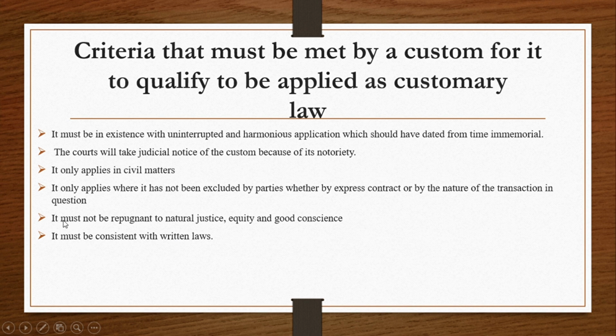Another point is that it must not be repugnant to natural justice, equity, and good conscience. The customary law must not violate the principles of justice and fairness. They must make sure that it is fair in a particular circumstance. Then lastly, it must be consistent with the written laws. So that is the criteria to be followed for a custom to be applied as customary law. And that was the last source of laws applicable in Uganda.